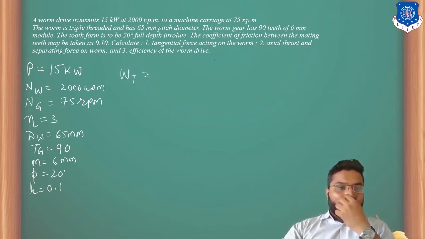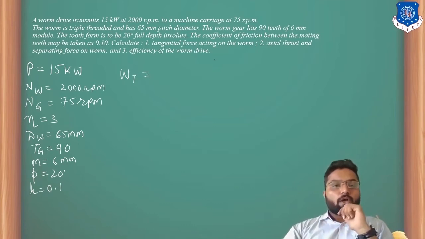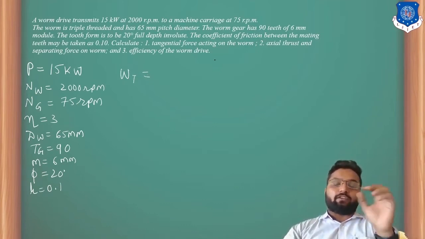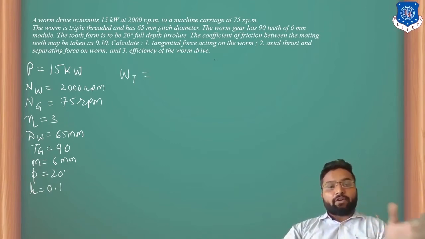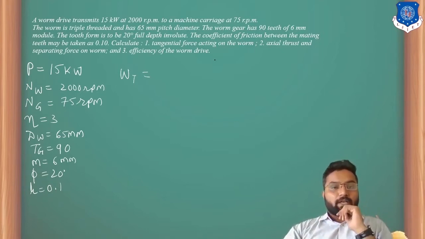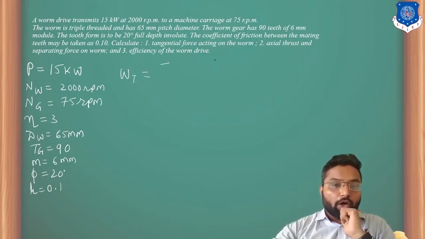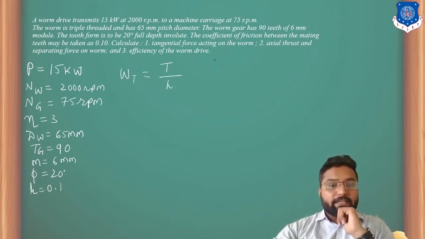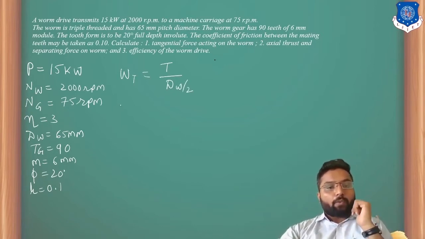There are two ways to find WT, which is the thrust force. One is to find it depending on its strength, and one is to find it depending on its capacity to transmit power. Here we are not provided with the strength criteria, or you can say shear stress or any limiting stress. So we have to find it depending on its power transmission capacity. It depends on the torque upon its radius, which is dw by 2. So first of all, we have to find the torque.